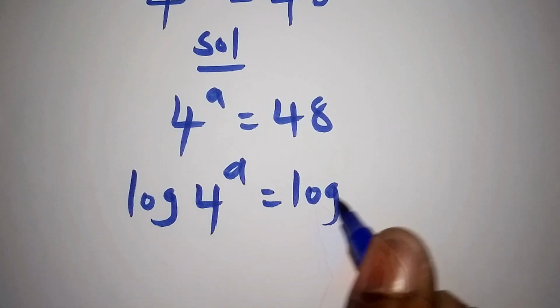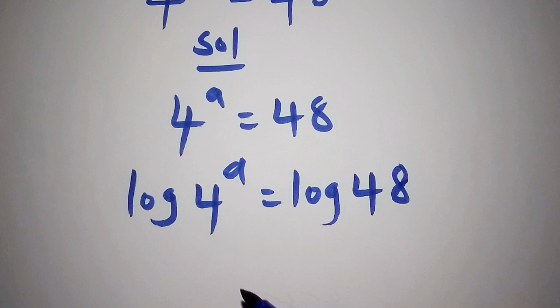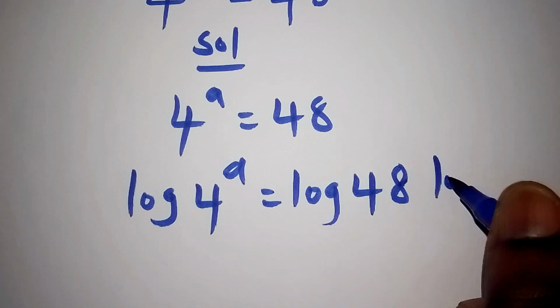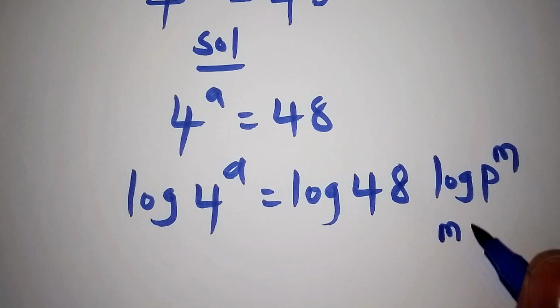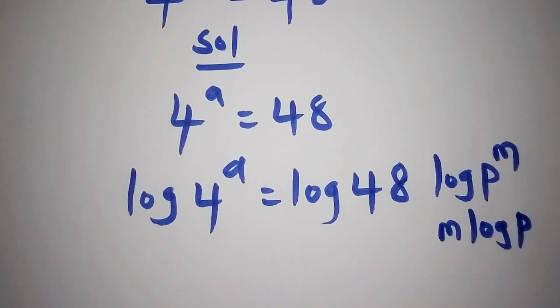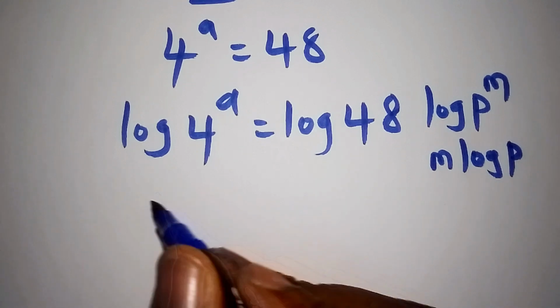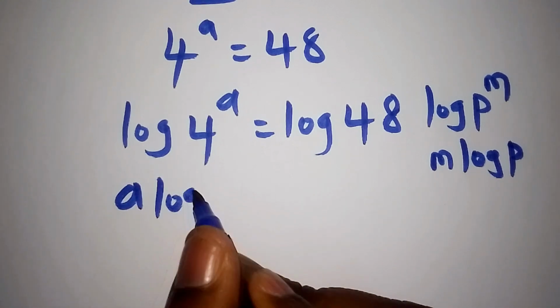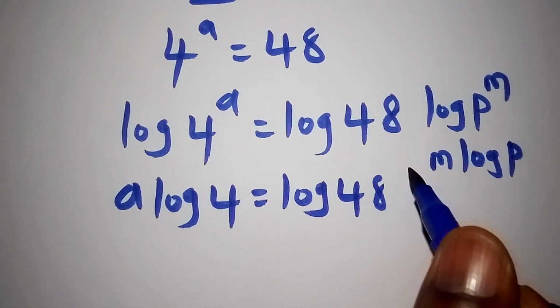the log of 48. From there, we know that if we have something like the log of p to the power of m, this can also be written as m times the log of p. That means the log of 4 to the power of a, when we change it to this form, becomes a times the log of 4 equals the log of 48.